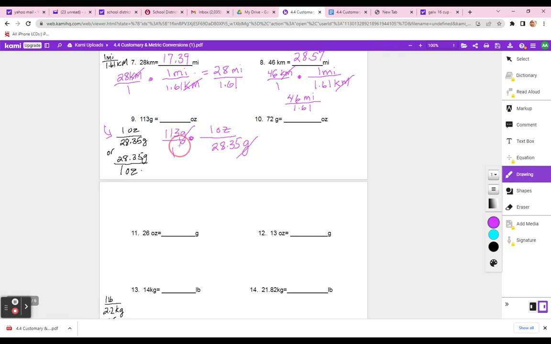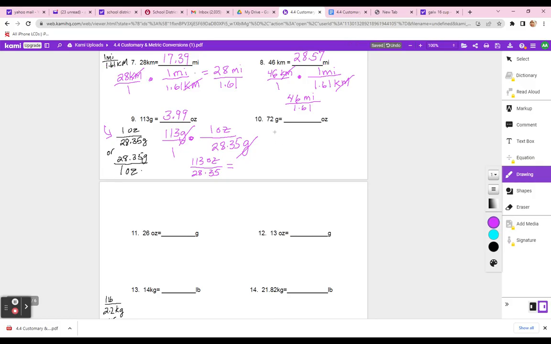So the grams cancel out. 113 times 1 is going to give me 113 ounces. Divide that by 1 times 28.35, which is 28.35. And then when we divide that out, we're going to get approximately 3.99.